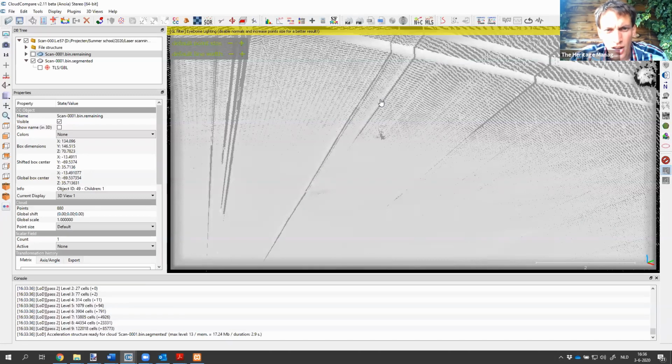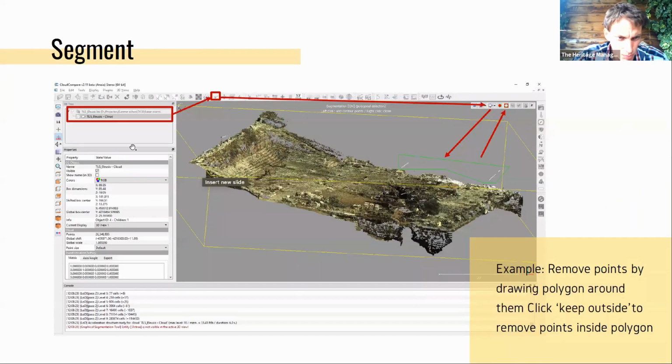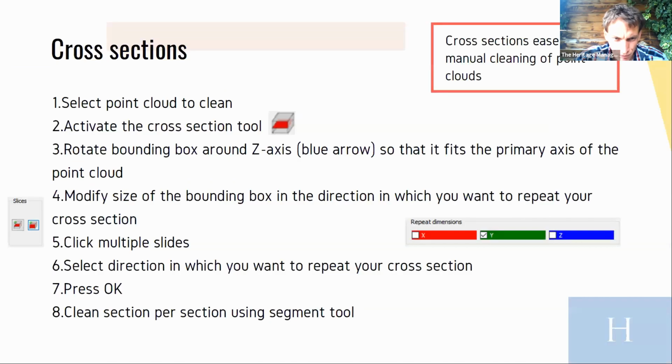This is a technique that is frequently used also for the processing of bathymetric data, so very useful. You select your point cloud, go to segment, and then you can make your polygons, select what's inside, select what's outside, and keep or remove points that do not belong to the correct point cloud.